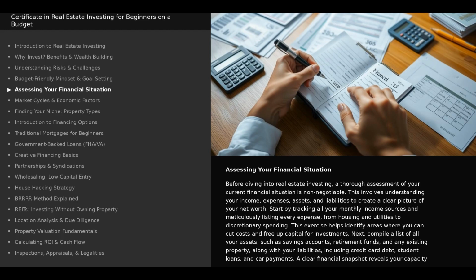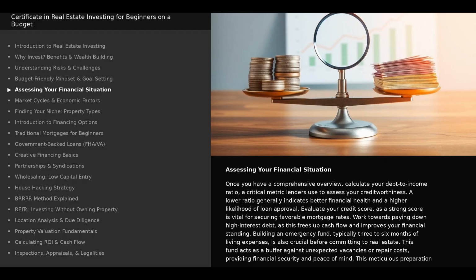Next, compile a list of all your assets, such as savings accounts, retirement funds, and any existing property, along with your liabilities, including credit card debt, student loans, and car payments. A clear financial snapshot reveals your capacity for investment and potential areas for improvement. Once you have a comprehensive overview, calculate your debt-to-income ratio, a critical metric lenders use to assess your creditworthiness.